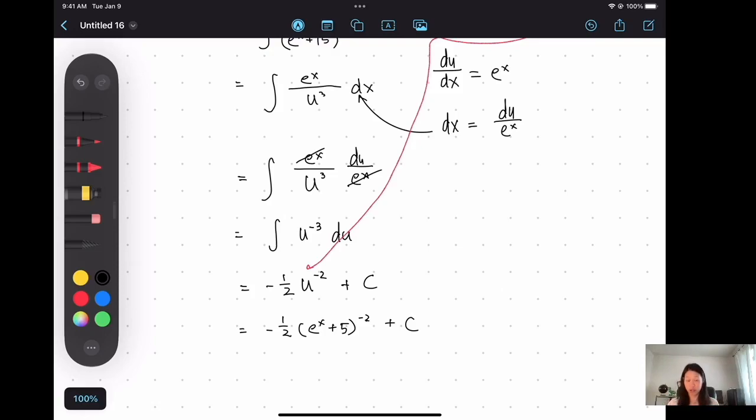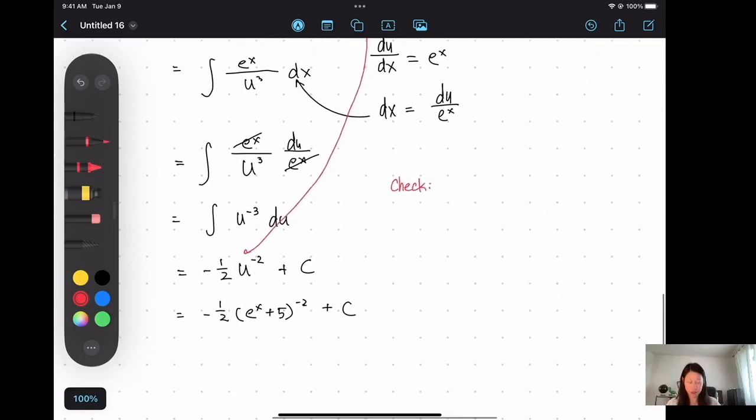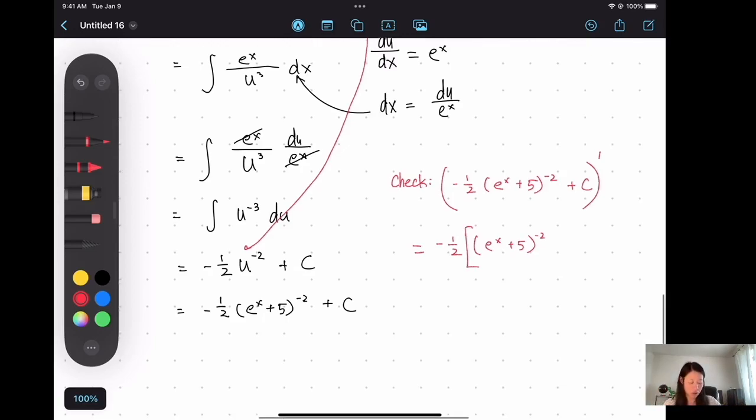Again, one way to check if this is the correct answer is to take the derivative. So now let's get the derivative of negative 1/2 (e to the x plus 5) to the negative 2 power plus c. I can pull the negative 1/2 out and just get the derivative of this function. The derivative of a constant is 0, so we don't need to worry about that.